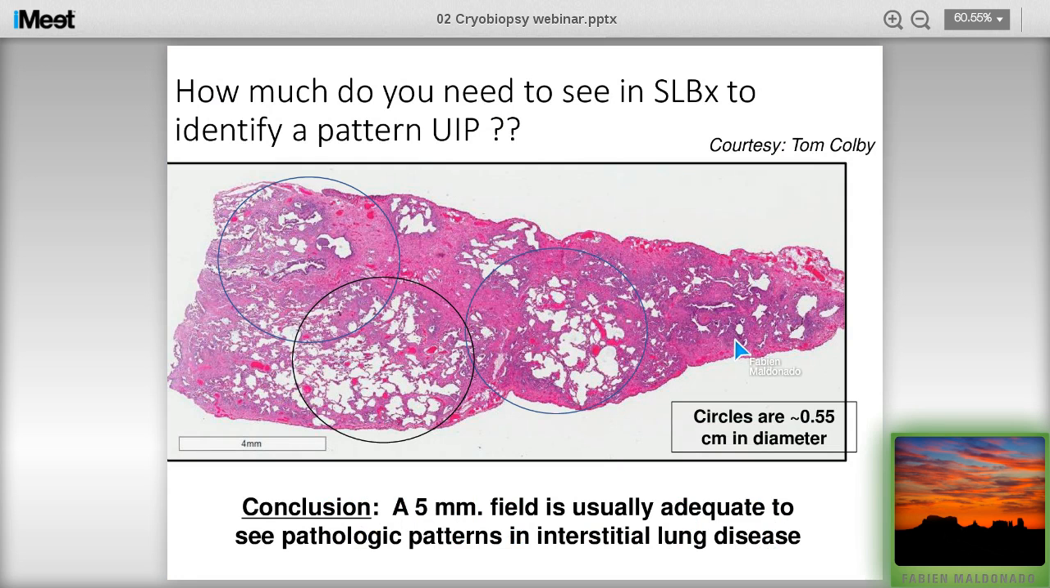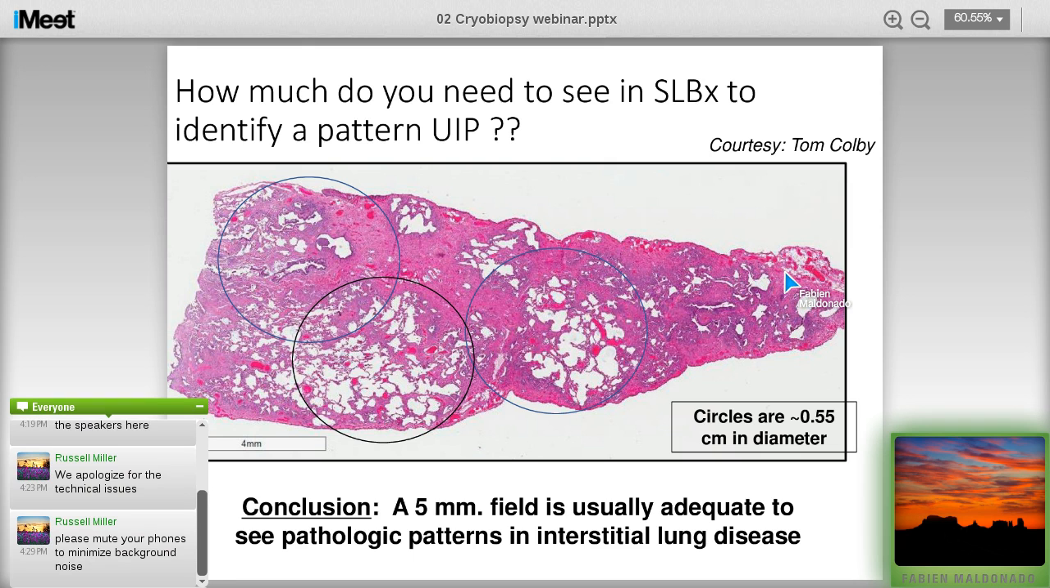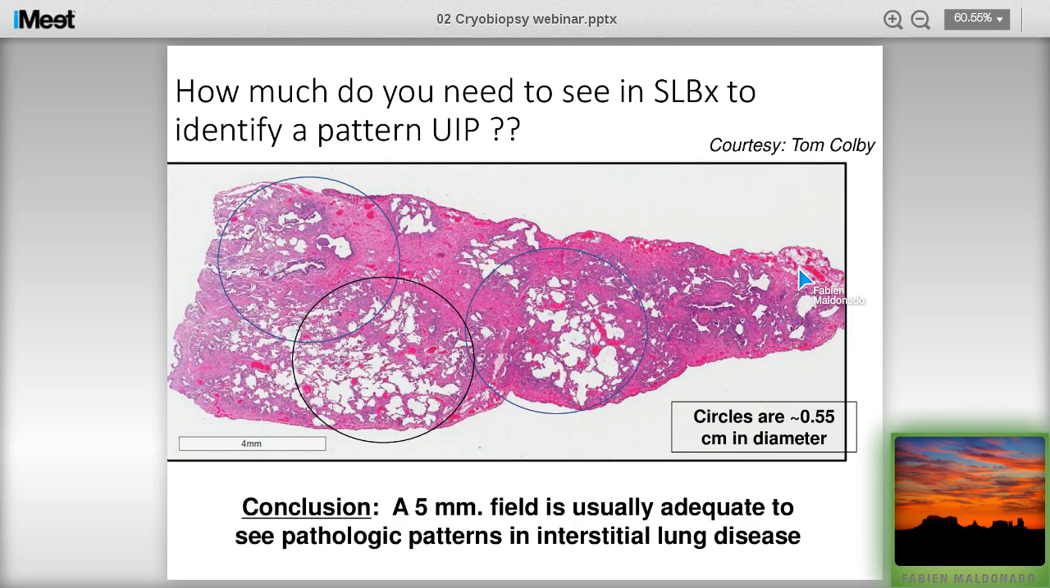So in terms of the ultimate ideal size of the biopsy, it's not very clear, but according to Tom Colby from Mayo Scottsdale, 5 millimeters is really what you would need to call the diagnosis of UIP, at least based on a cryobiopsy. And here are, for example, some circles that he drew on this wedge resection, of 5 millimeter cryobiopsies, or sizes that would correspond to a 5 millimeter cryobiopsy. And you can see these alternating areas of normal lung and fibrotic lung. Next slide, please.